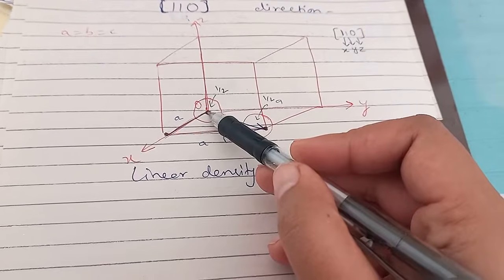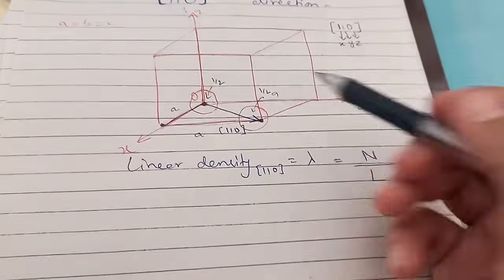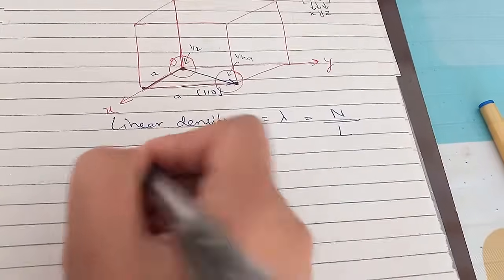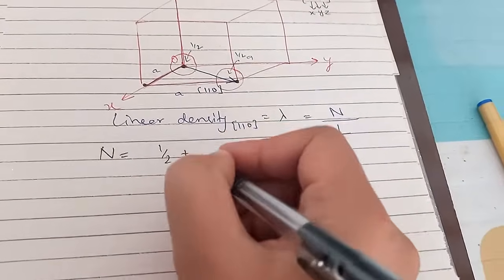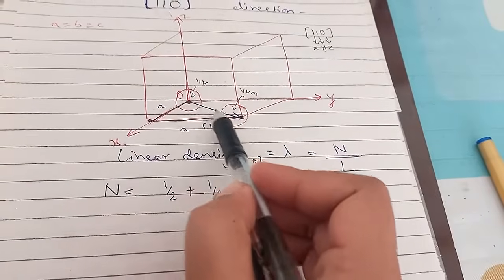And if half of the diameter is within the line, then we consider its contribution as half, as I told earlier. So half by this atom and half by this atom. So the n in this case will be half by this atom and half by this atom, and it will be 1. Secondly, we need to find out the length of the line.